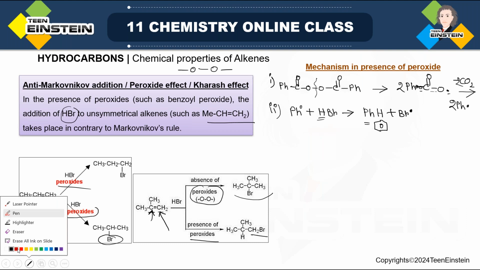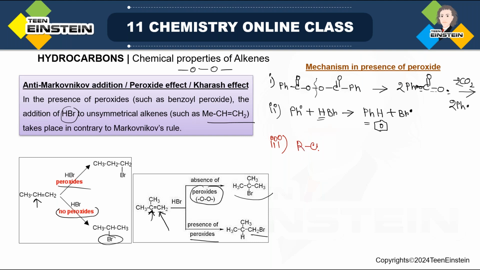So this is the second step. Now the third step, the substrate will now be present. So here I am drawing the substrate as RCHCH2, which is general. So try to understand the mechanism when you do not have any peroxide. So when there is no presence of peroxide, what happens?